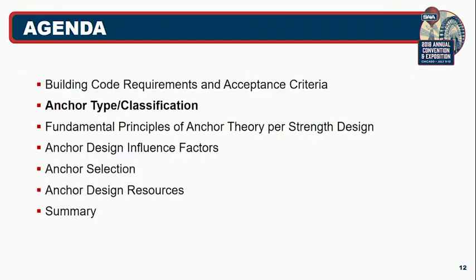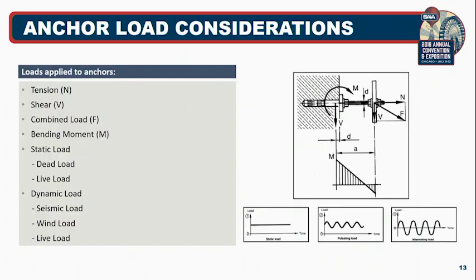So, anchor types and classification. Before I start talking about that, I want to talk a little bit about anchor loading conditions. Basically, anchors are loaded in tension and shear. Those are the primary loading conditions, or a combination of the two as well. It could be combined loading acting on the anchor. And the loading can also be broken down into 2 other categories: static loading and dynamic loading.